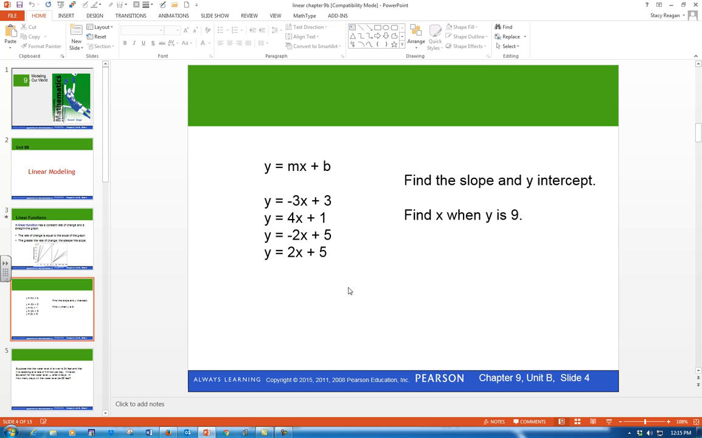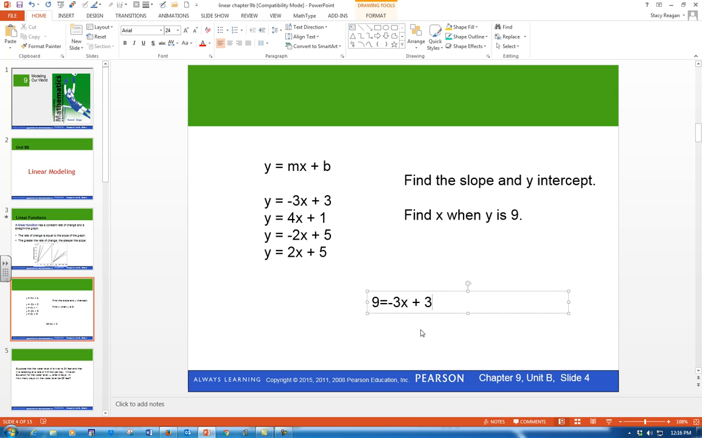For the y-intercept, the other number is your y-intercept, and they could be in either order. It's just that the number in front of x is your slope, and the other number is your y-intercept. And it's actually an ordered pair, but I'll count it if you just get the number. So the y-intercept here would be the point (0, 3), (0, 1), (0, 5), and (0, 5). So that's your slope and your y-intercept.